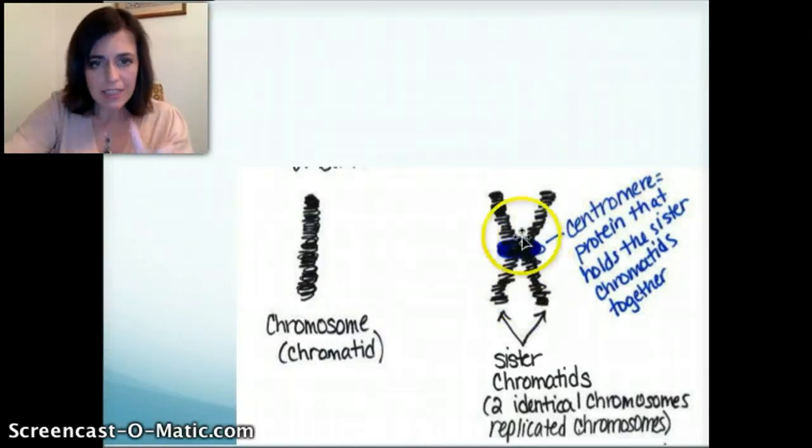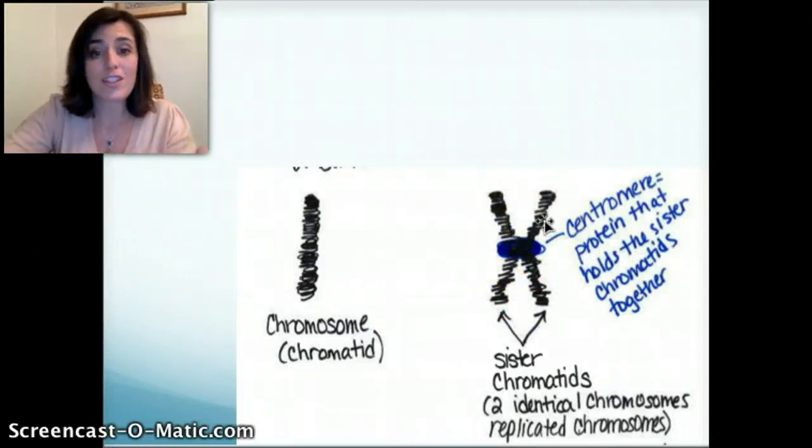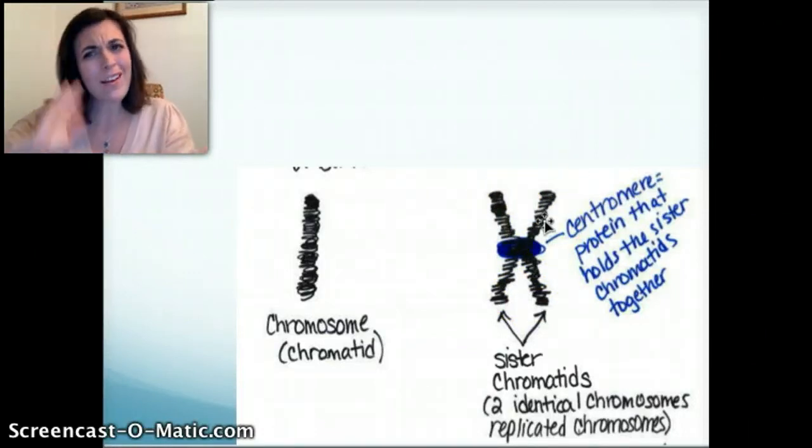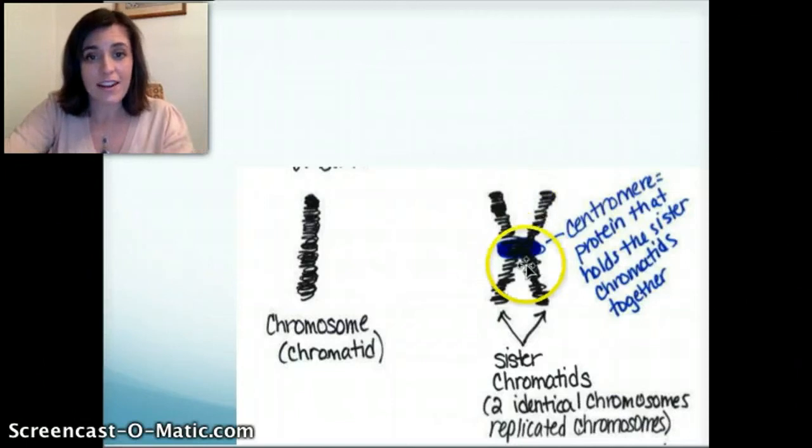So a centromere here, and these two duplicated chromosomes are what we call sister chromatids. I don't know why we don't call them brother chromatids. I mean, that's kind of weird, but I don't know. Anyway, we have sister chromatids, these two held together by a centromere.